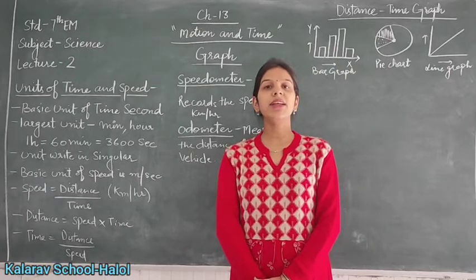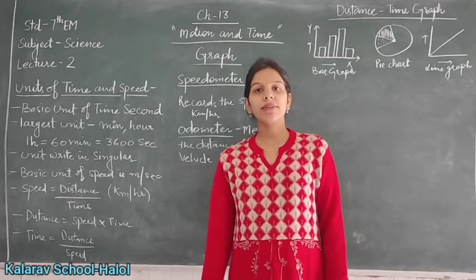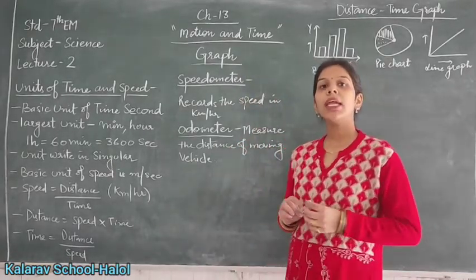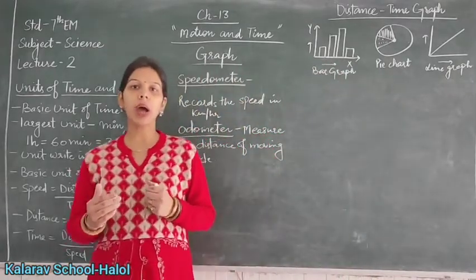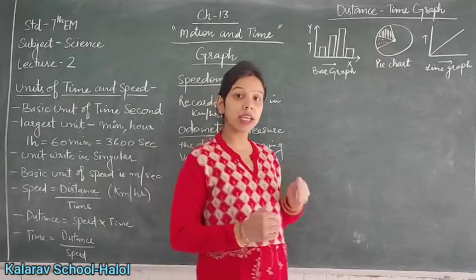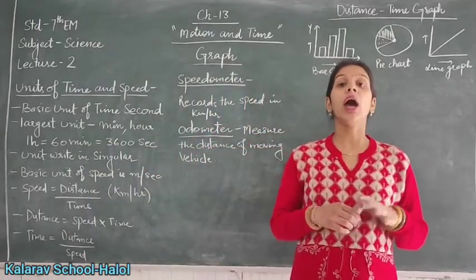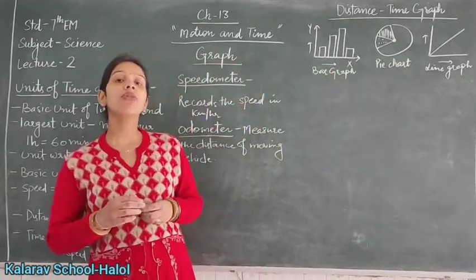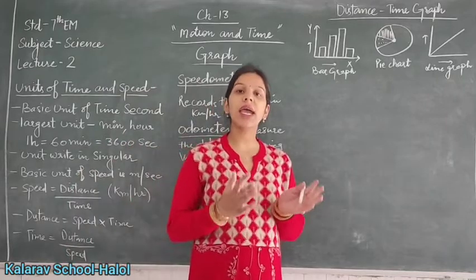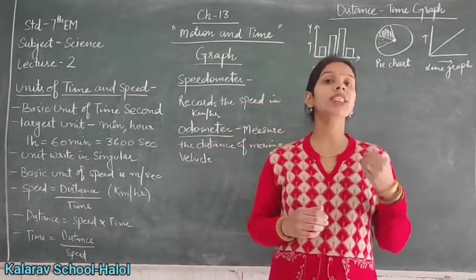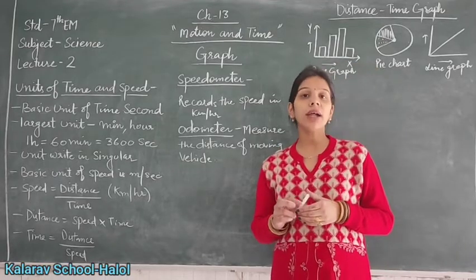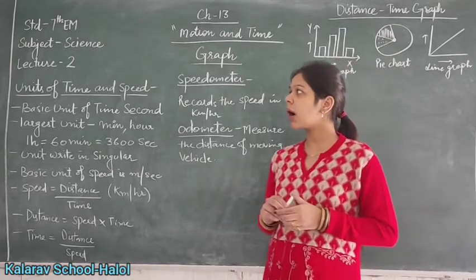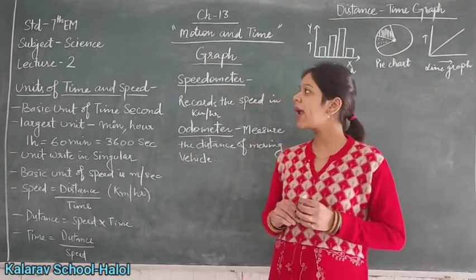Good morning students. Today we will study class 7th chapter number 13, that is motion and time. In the previous lecture we read about what types of motion there are and how we calculate whether an object is moving fastest or slowest. So here we will discuss the distance time graph, how we calculate speed, and what the units of time and speed are. Firstly, we will discuss the units of time and speed.